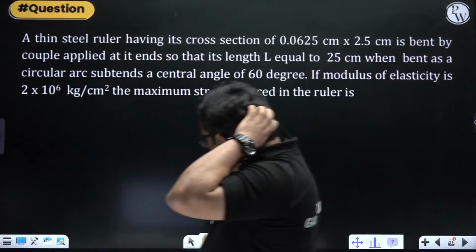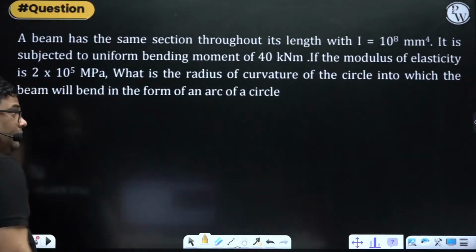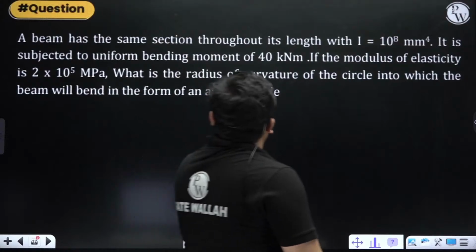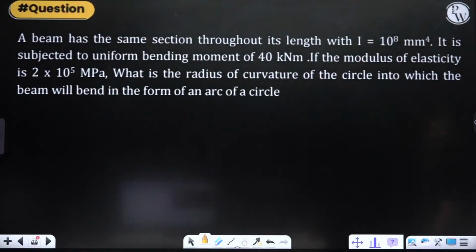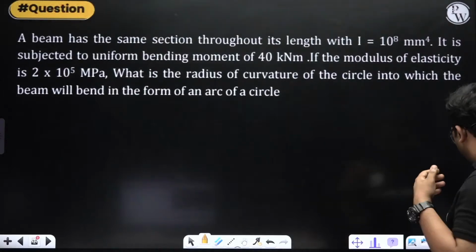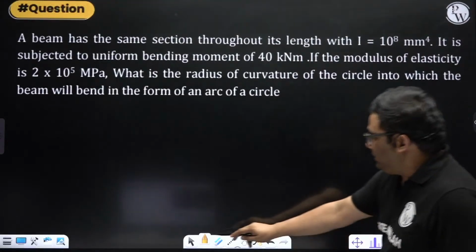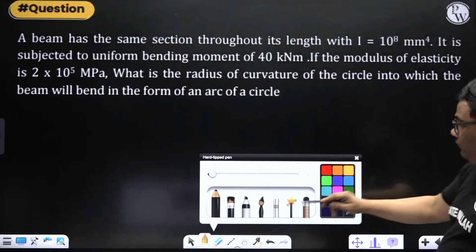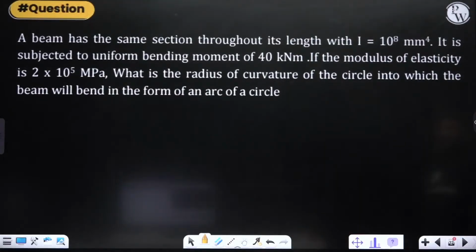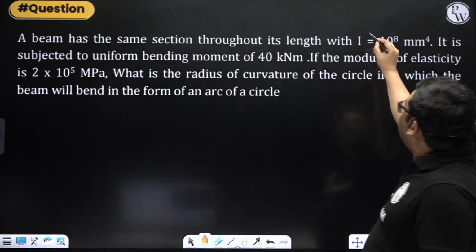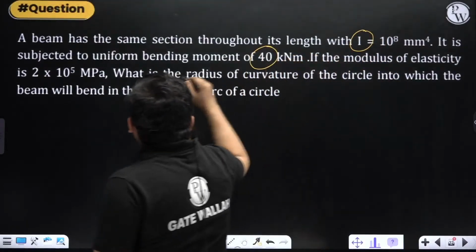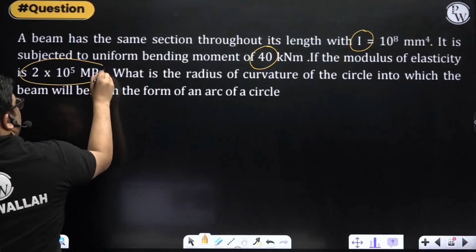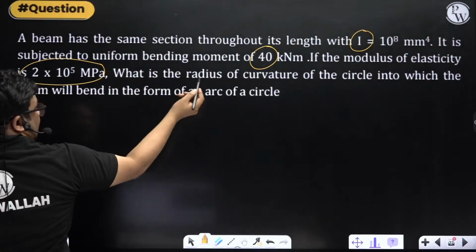Let us solve another question, then I'll come to this question. What is written here? A beam has the same cross section throughout, with an I of 10 to the power 8 mm^4. It is subjected to a uniform bending moment, which is also given. If the modulus of elasticity is this, what is the radius of the circle into which the beam is bent in the form of an arc? It's very easy: I is given, bending moment is given, E is given. Asking what? R.